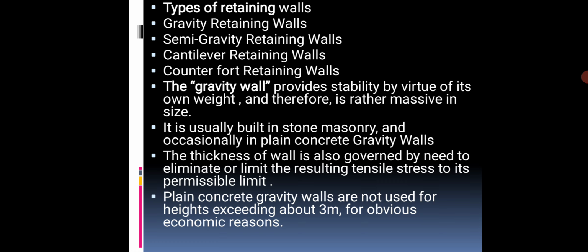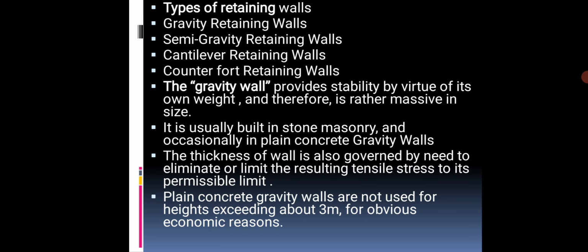Next, these are the types of retaining wall. First one, gravity retaining wall, semi-gravity retaining wall, cantilever retaining wall, counterfort retaining wall. First one, gravity wall provides stability by virtue of its own weight and therefore is rather massive in size. It is usually built in stone masonry, occasionally in plain concrete.